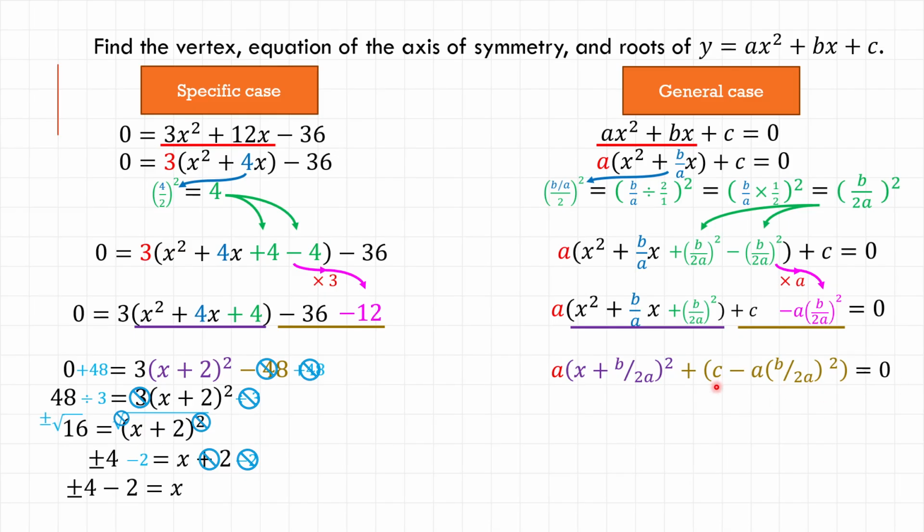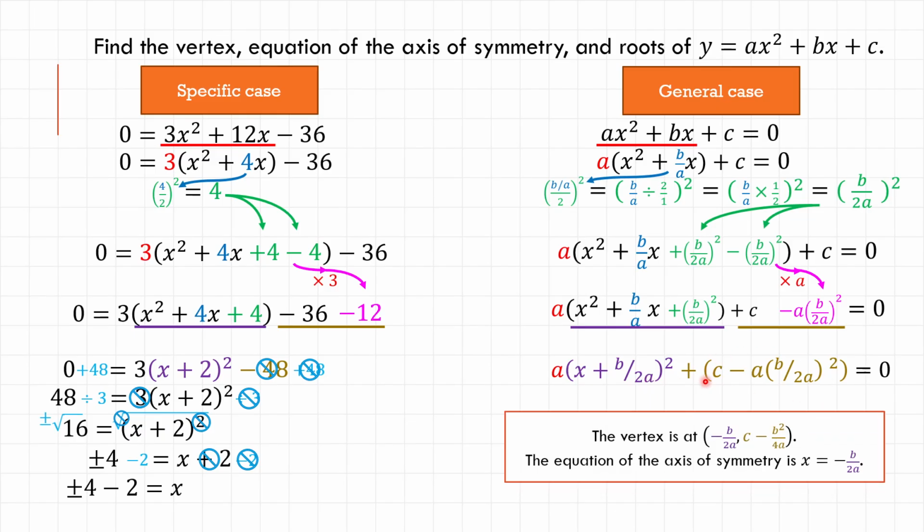Well, hopefully you recognize that this is x minus h. So h in this case would be negative b over 2a. And k would be this number right here, which again, I've skipped a few steps, but I'm just going to simplify it into this expression. So this is the actual coordinates of the vertex. And the axis of symmetry, the equation, is always going to be x equals h. So x equals negative b over 2a.